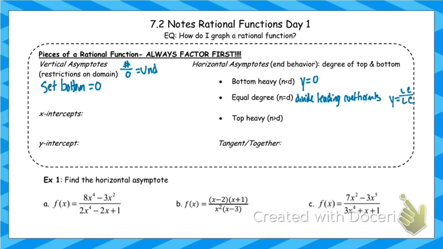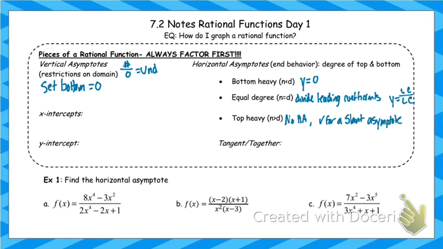If it's top-heavy, so the degree on the top is higher, there is not going to be a horizontal asymptote. But you will have, more than likely, a slant asymptote. And that's what we're going to get into next class.